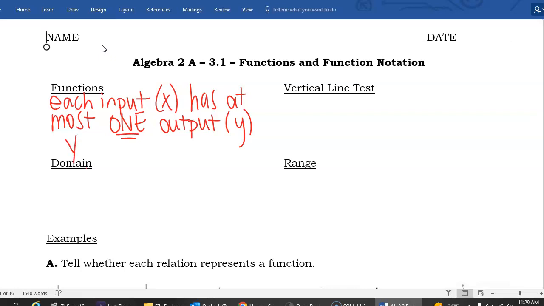We're going to use something called function notation. We're going to replace y equals with f of x. So whatever's in the parentheses is our input, right? Whatever it is equal to is our output.